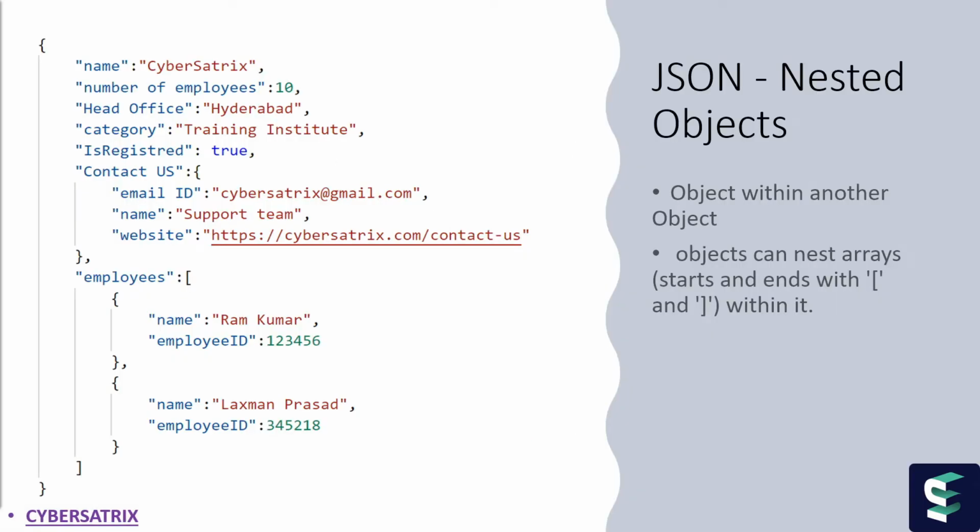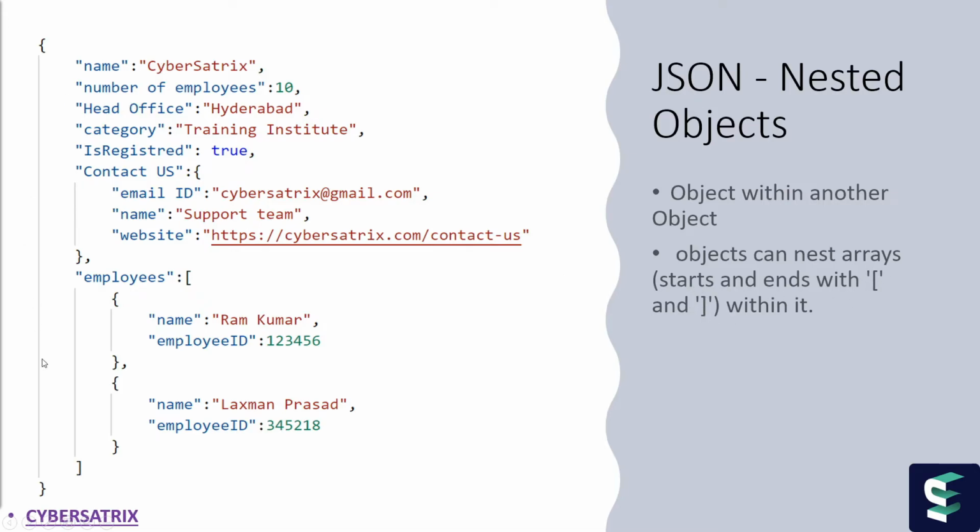Great. So now let us understand what nested objects are. I explained what an object is and what an array is. Don't get confused between the array and nested objects. An array consists of a collection of objects, and a nested object is nothing but an object within another object. As I said here, objects can also nest an array, which starts and ends with square brackets.